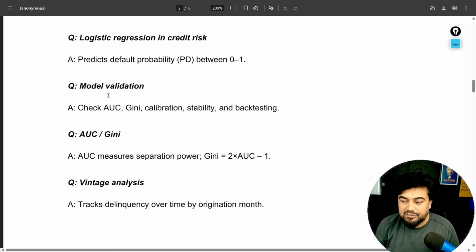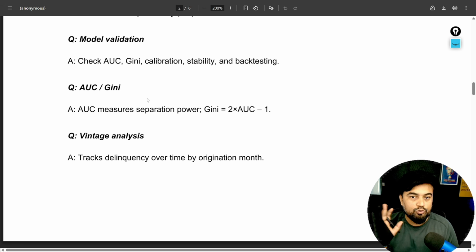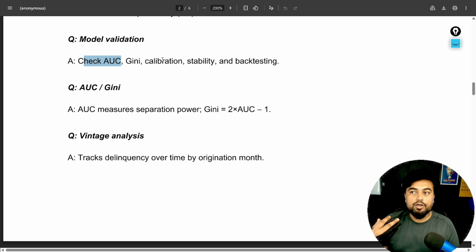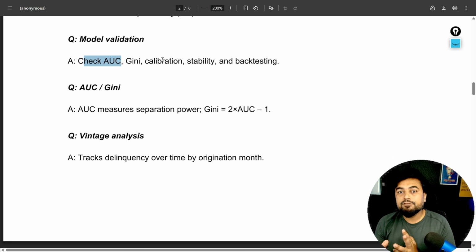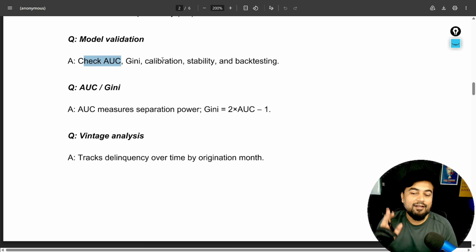Then model validation. What is model validation? In model validation, you check a model which is developed by the model development team, and these are the metrics which you use: AUC, and you should Google all of them. But remember, when a question comes, how do you validate your model? The answer should be that we check the AUC, we check Gini, we check the calibration, stability, and backtesting. For stability, what do you do? PSI and CSI, which we just spoke about.